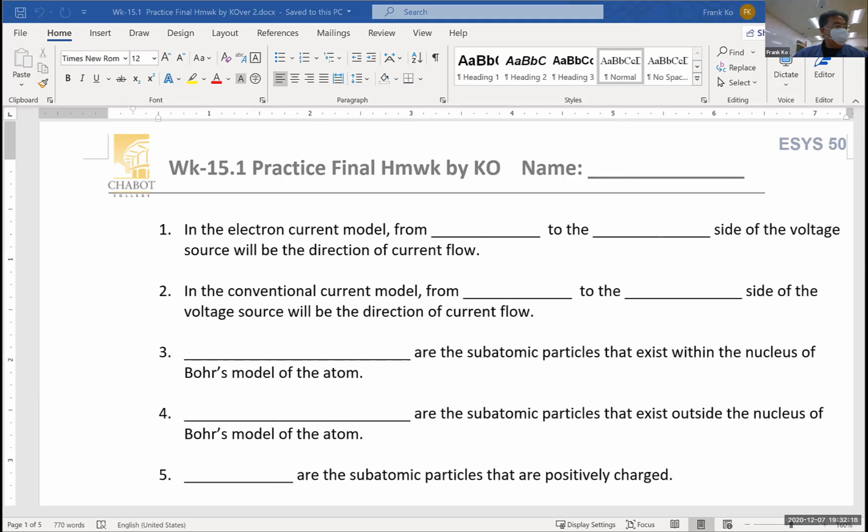Volume is up. All right, so we take a look at questions number 1, 2, and 3. So Robert, you're first with number 1, 2, and 3.